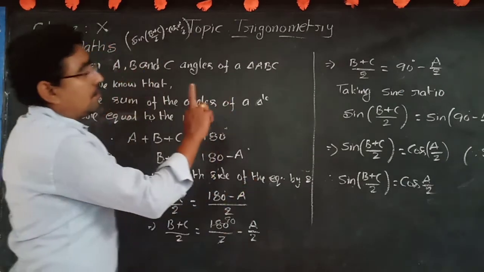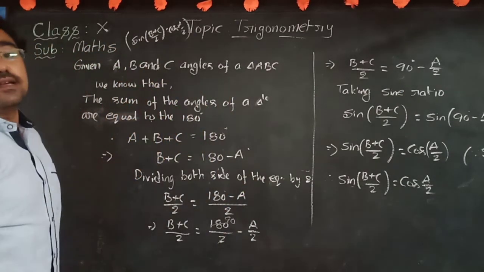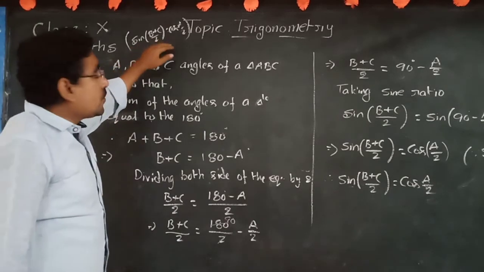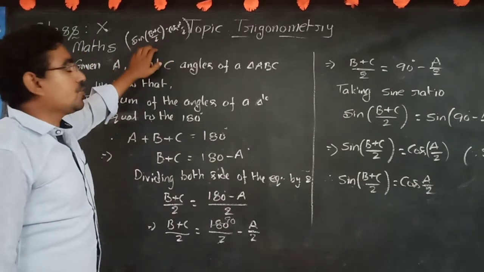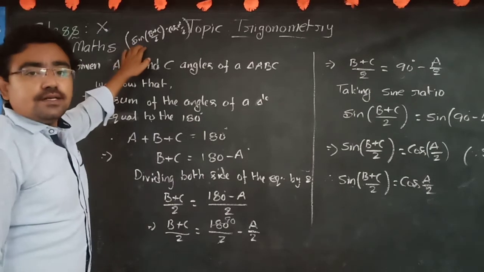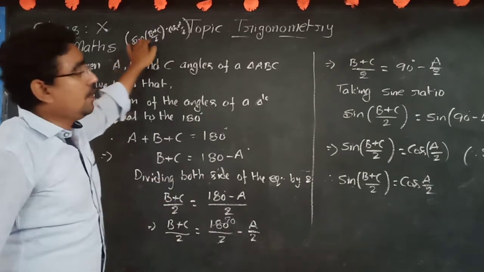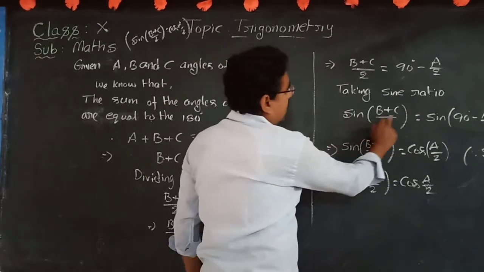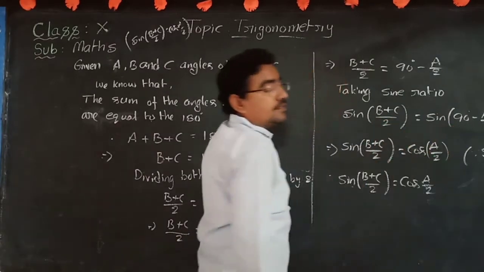Now, what is the equality here? Equality between angles. But what we have to show is that the trigonometric ratios are equal. So we have to take the sine ratio on both sides of the equation. Taking the sine ratio on both sides, we obtain sin of (B plus C) by 2 equals sin of (90 minus A by 2).